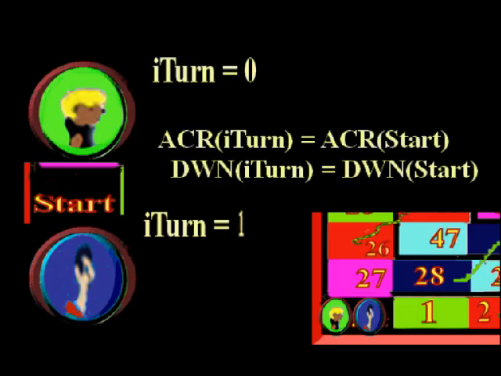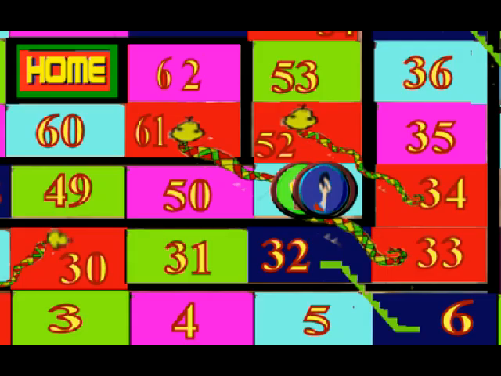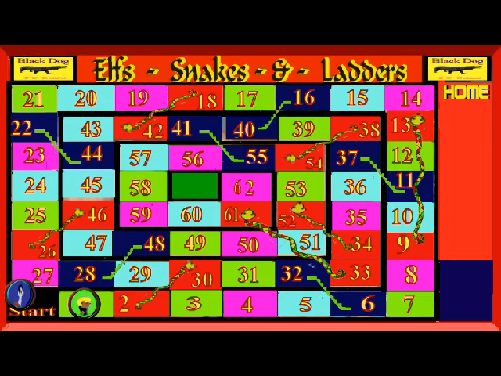We will assume that it is player 1's turn and this is their first throw of the dice. Therefore iturn equals 0. ACR iturn and DWN iturn equal the coordinates of the start square. We were clever enough when we drew our game's background picture, to make each square exactly 80 pixels by 80 pixels. This makes it very simple to move the player's counter around the board. By incrementing ACR iturn if traveling across the board, or DWN iturn if traveling up or down.